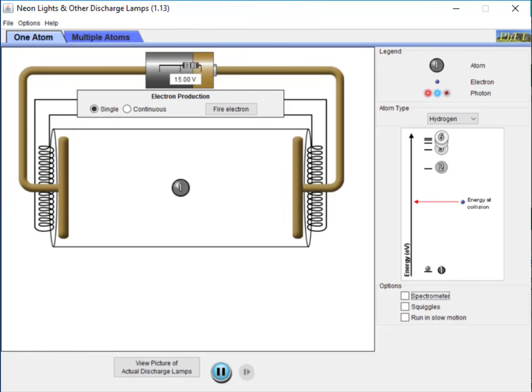As you can see, we have a battery here that has a variable voltage we can apply across these two plates. Electrons will move from the negative to the positive plate when we click on the fire electron button. The amount of energy that the electron has will depend on the voltage of the battery. Let's get the electrons going here.